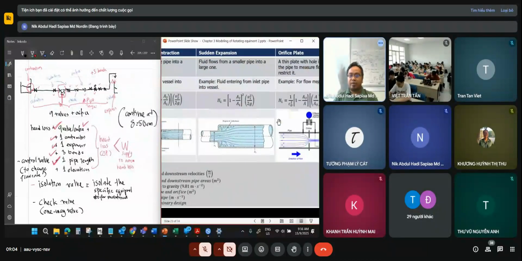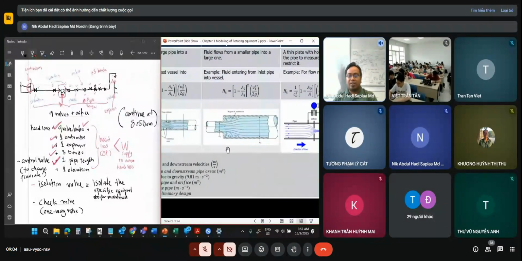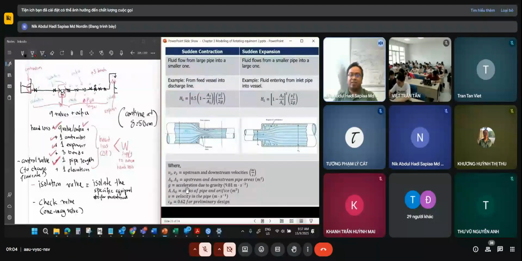Same goes when we have the orifice plate, because it also limits our flow here just to measure the flow rate. So we also need to take consideration into this area. For orifice plate, refer to this equation. And we also have a new term, which is CD squared here. So what is CD squared? This is another correction factor. Typically we use 0.62 for preliminary design.